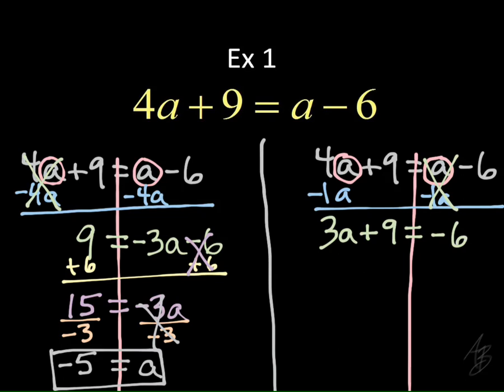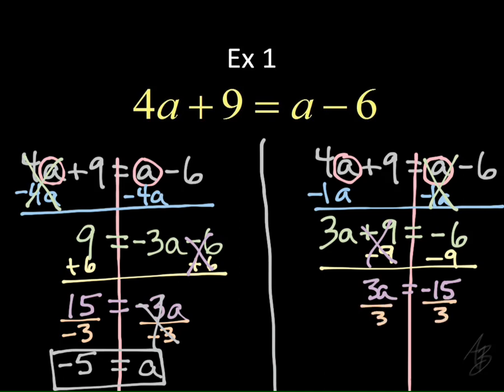Then, to get the a by itself, we subtract 9. 9's cancel. 3a equals negative 15. Then we divide by positive 3 on both sides. And the 3's cancel. We get a equals, what's negative 15 divided by 3? Negative 5. It looks a little bit different because the a's on the right side with the first one, it's on the left side with the second one. But that's the same answer, right? So we get a equals negative 5 whichever way we do it.